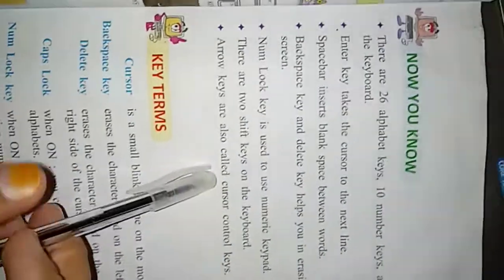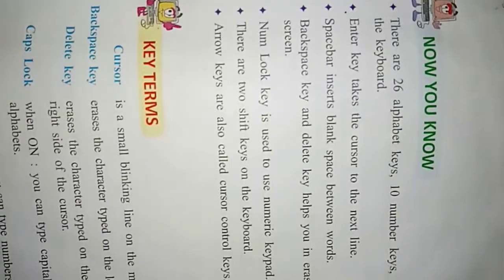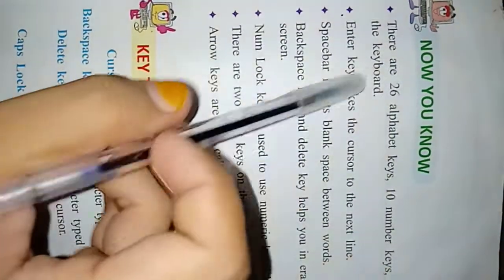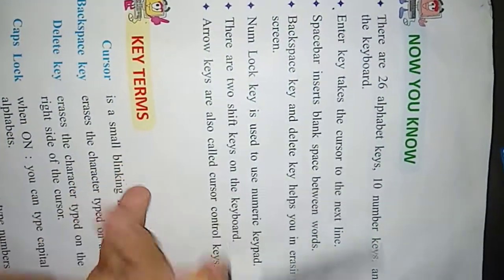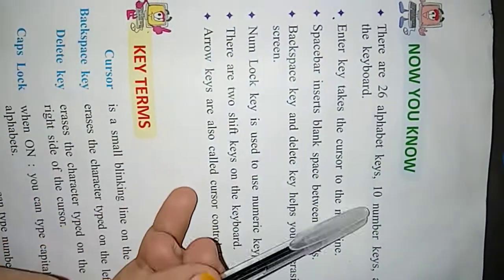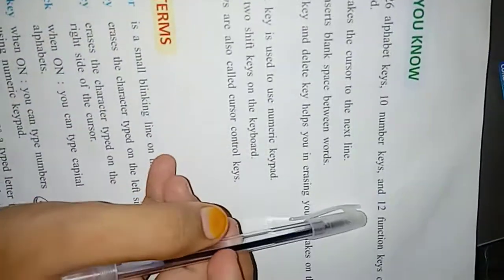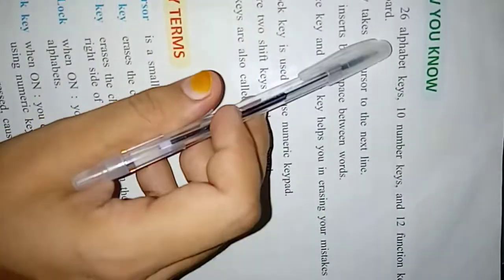Okay students, now we see Now You Know. You also read the Now You Know. In this you will make the fill in the blanks and MCQs. For example, there are dash alphabet keys on the keyboard: 26. There are dash number keys on the keyboard: 10. There are dash function keys on the keyboard: 12.